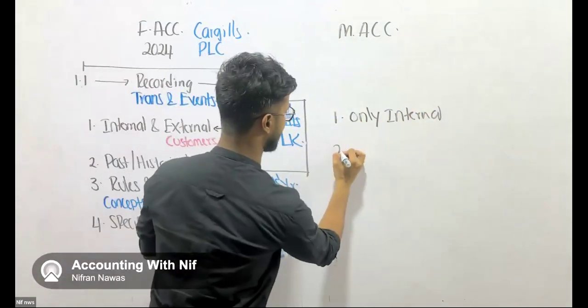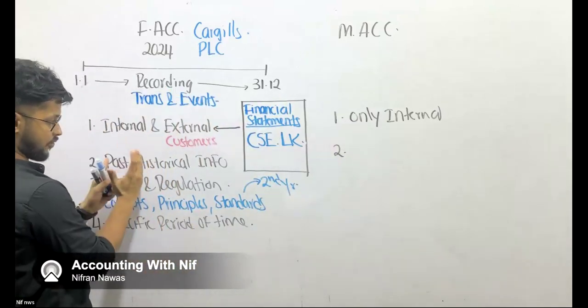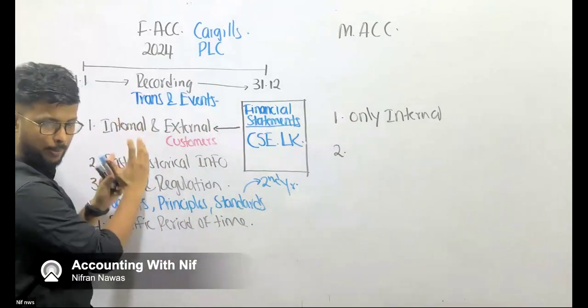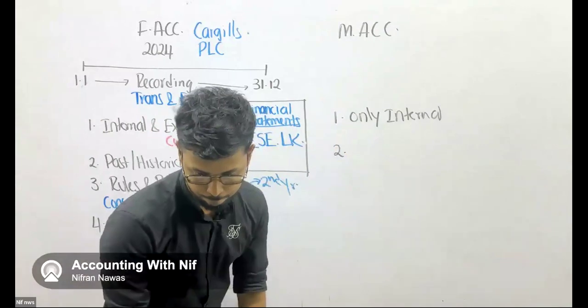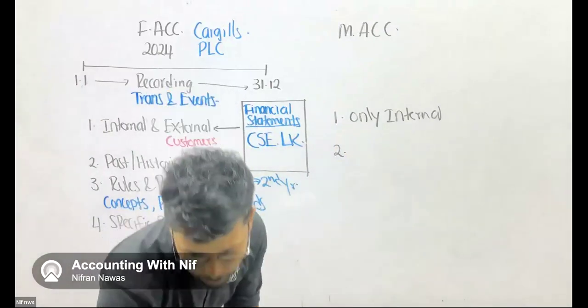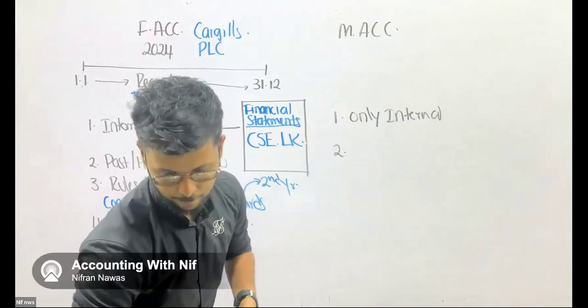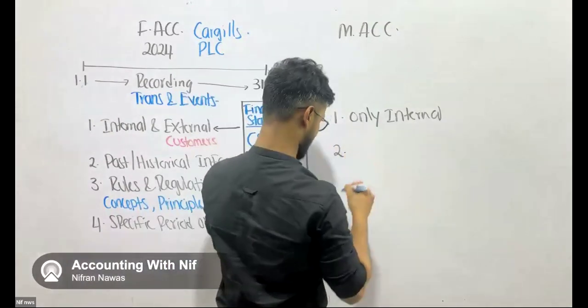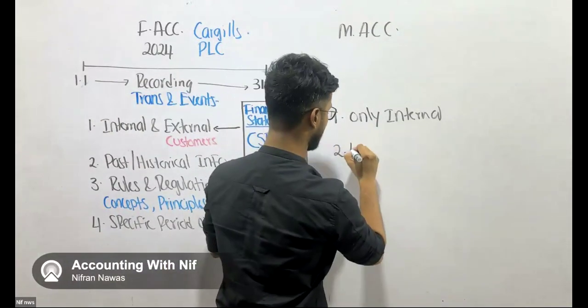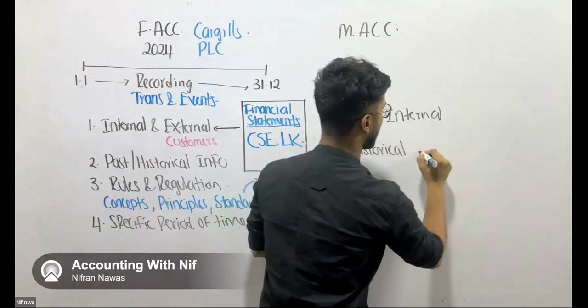What about the second tangent? Here, we provide information which is basically past or historical. Over here, very good, Rakaya. Very good, Mahdi. Well done. Appreciate it. Very good, right? It's historical, which is past, and budgeted.